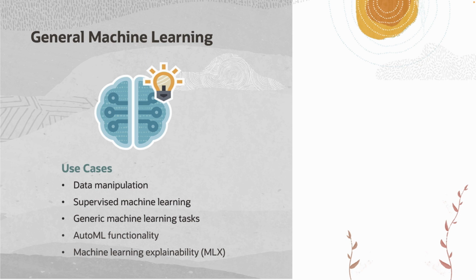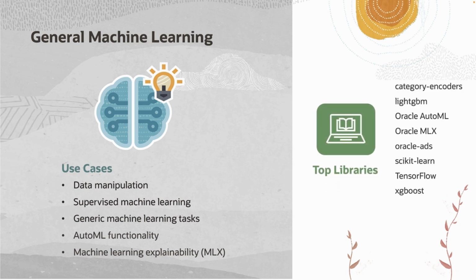This Conda environment also has functionality for auto machine learning using Oracle's AutoML, and Oracle Labs machine learning explainability packages in ADS help you understand what your model is doing. The general machine learning library includes such things as XGBoost, LightGBM, Keras with TensorFlow, and as I mentioned, Oracle AutoML. This environment includes the model explaining library, Oracle MLX, which is distributed through ADS.